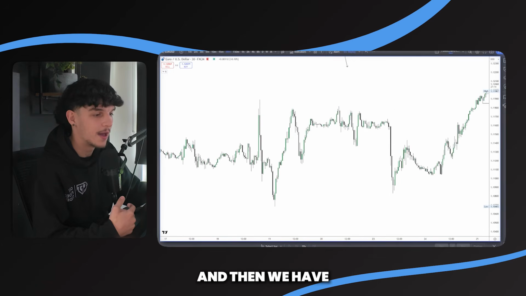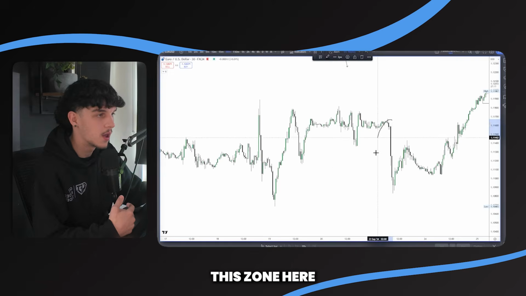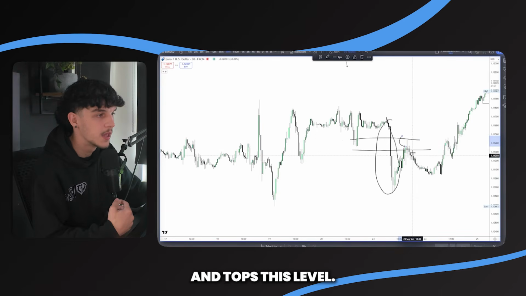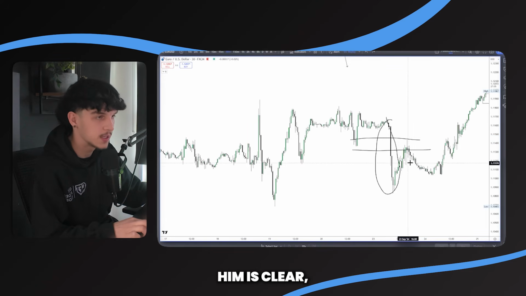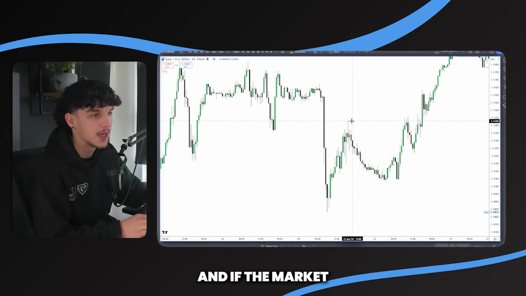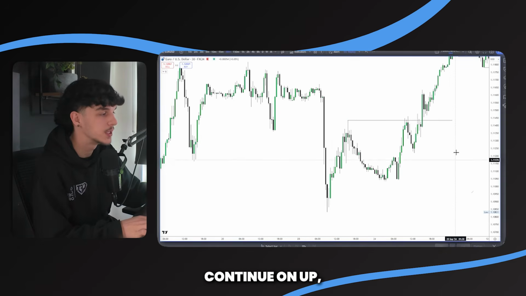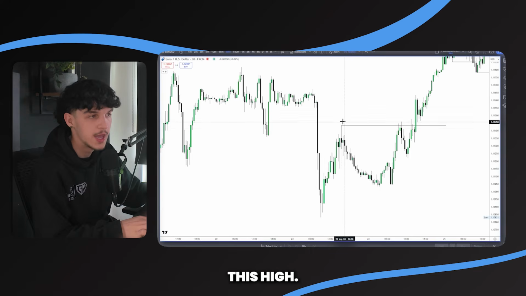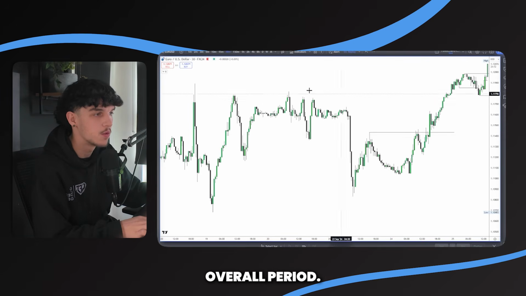And then we have this zone here where we have this big sell-off, and then the market comes back in, attacks this level. Look at this price action here. Let me just clean my chart a little bit and zoom in for you guys. Look at this price action here, really weak, really weak. And if the market wants to tell us it wants to continue on up, we want to see a break above this high. That's our main pivot point from this overall period.